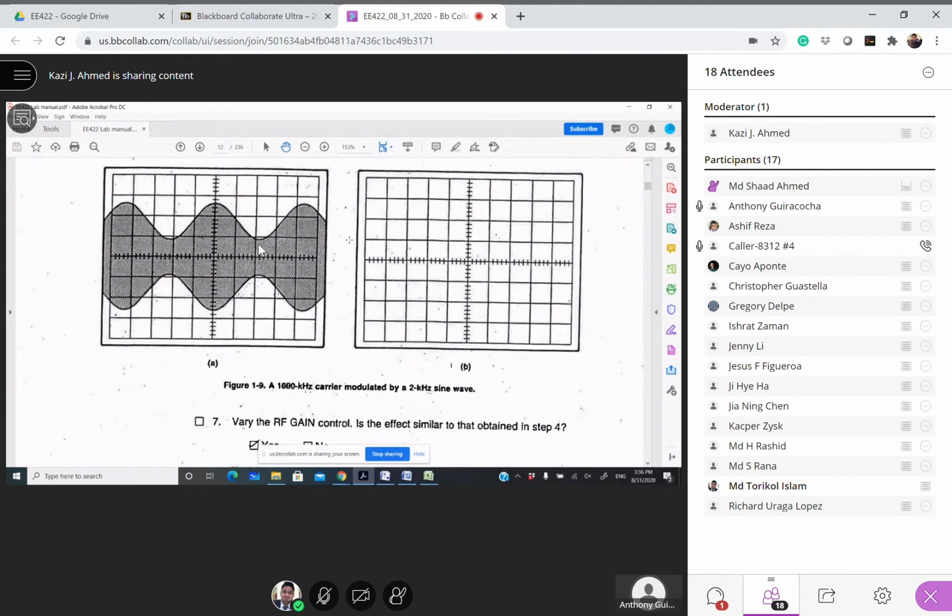It won't be at the envelope. Is that correct? Right, the envelope is not changing. The boundary of the envelope is not changing because this is following the message, right? Yeah, the amplitude of the message. But the carrier is just whatever is inside the envelope, that is the carrier level.